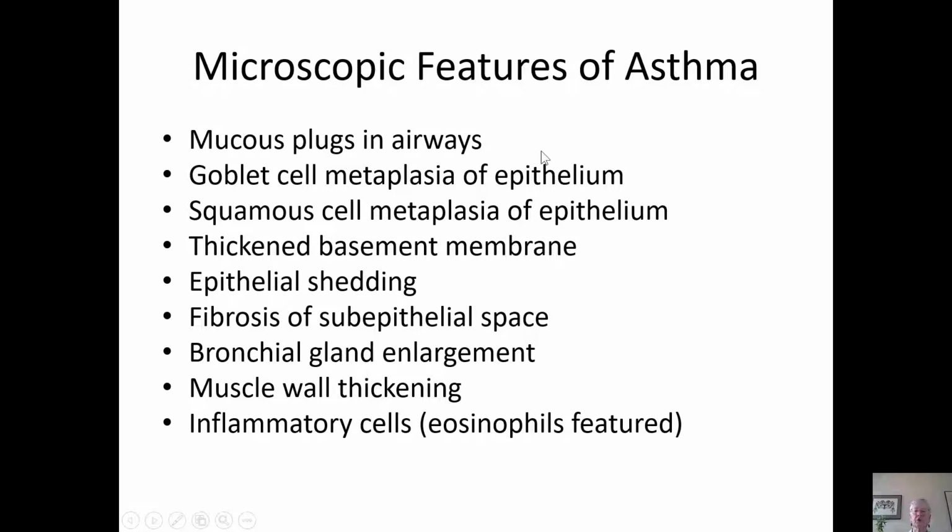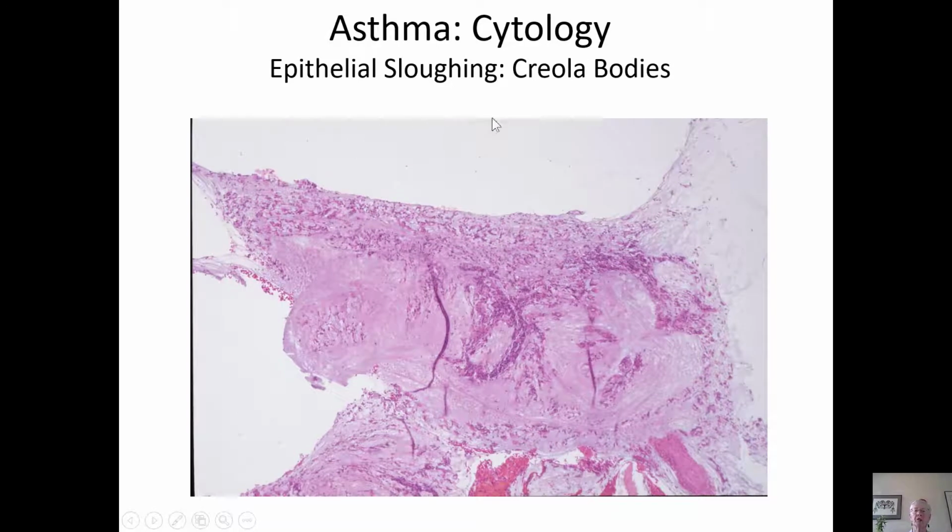So the microscopic features of asthma are mucus plugs in the airways, goblet cell metaplasia of the epithelium, squamous cell metaplasia of the epithelium, a thickened and abnormal basement membrane, epithelial shedding, fibrosis in the subepithelial space, bronchial gland enlargement, muscle wall thickening, and an increase in inflammatory cells, of which eosinophils are featured. How does this translate into cytology?